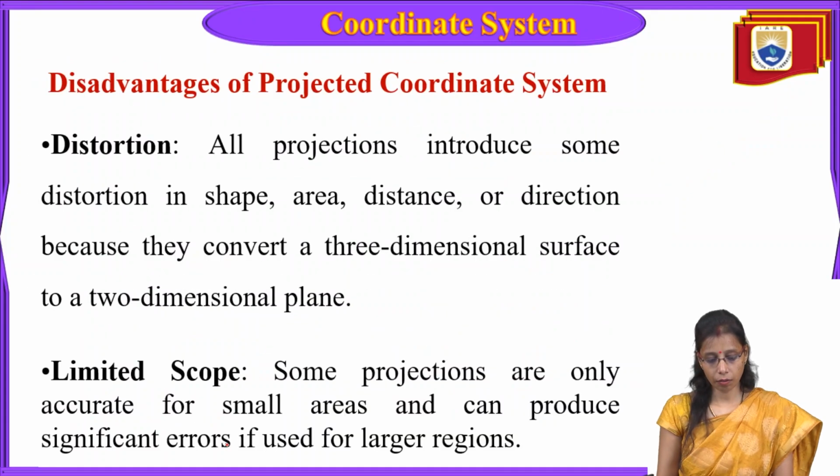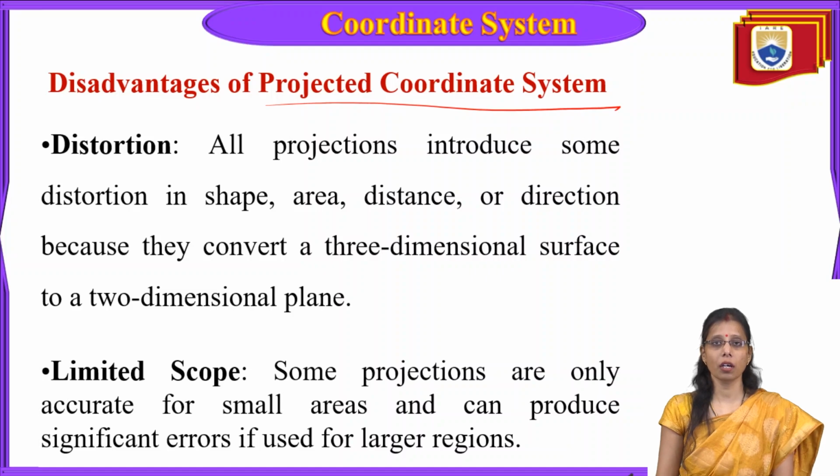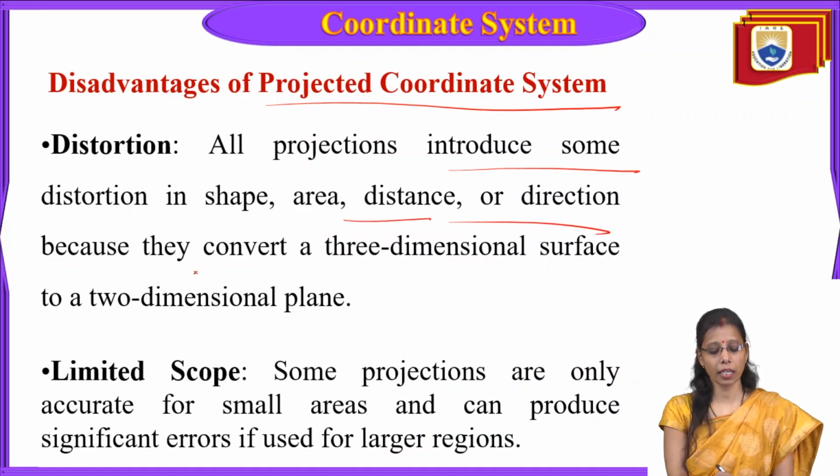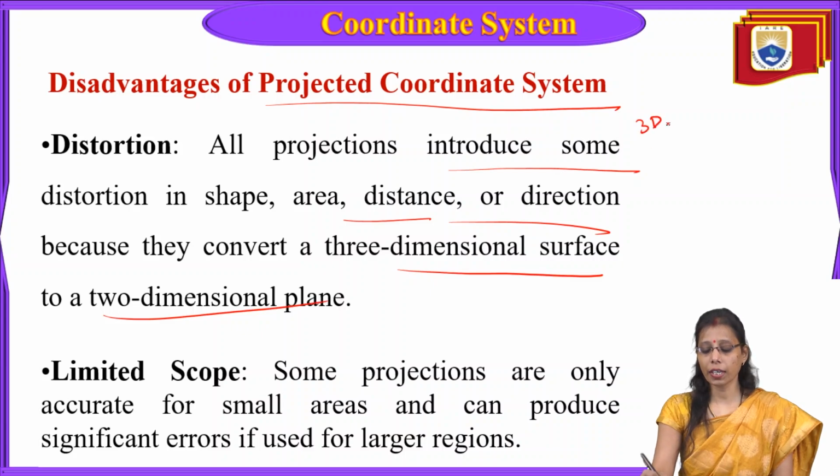In this coordinate system. Now we have a disadvantage of projected coordinate system. What is the disadvantage of projected coordinate system? Sometimes we face distortion, like all the projections introduce some distortion in a shape, area or direction because they convert a 3 dimension to a 2. So while conversion of 3D to 2D, sometimes what happens? There is a chance of distortion.